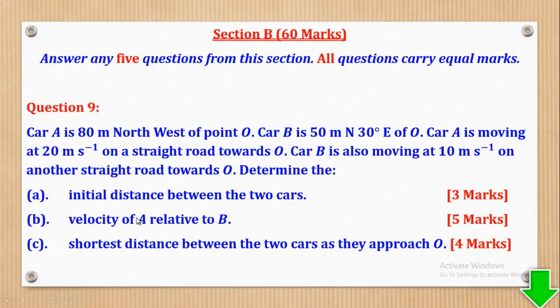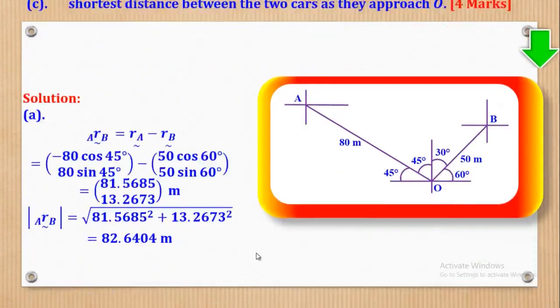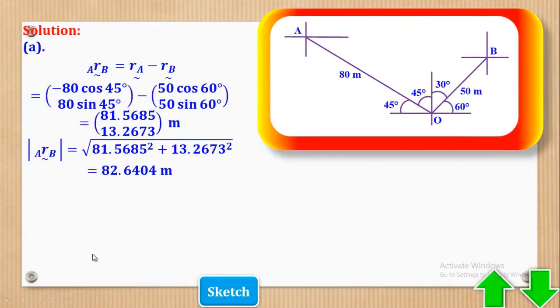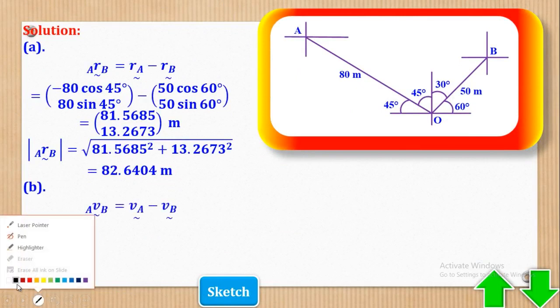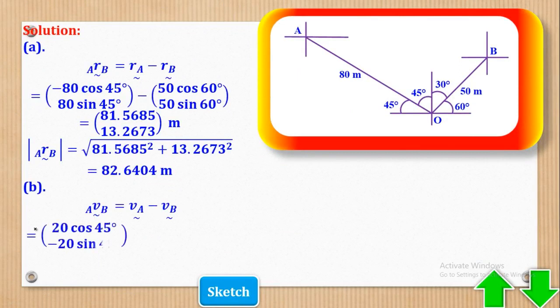So part B, they wanted the velocity of A relative to B. Now they have to realize that car A is moving 20 meters per second on a straight road towards O. Know that word, towards O. And car B is moving at 10 meters per second on another straight road towards O. So all are moving towards O. Therefore, come and say that velocity of A relative to B is equal to velocity of A minus velocity of B. After that, I'll substitute.